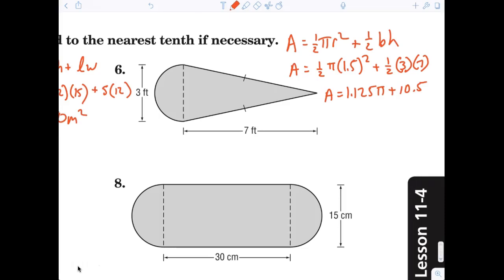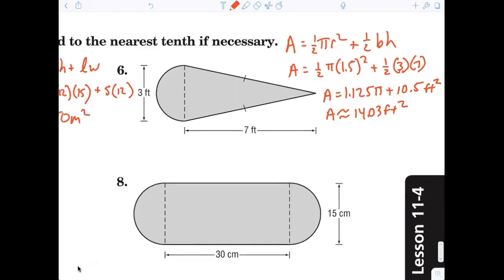Isn't that right, if you're leaving it in terms of pi? 1.5 squared, isn't that 2.25? If you didn't do it in terms of pi, I got 14.034, but that's not in terms of pi. So again, this is the exact answer up here, I believe: 1.125 pi plus 10.5 feet squared. All right, so depending.